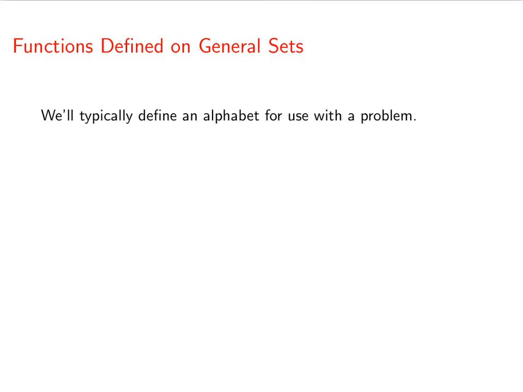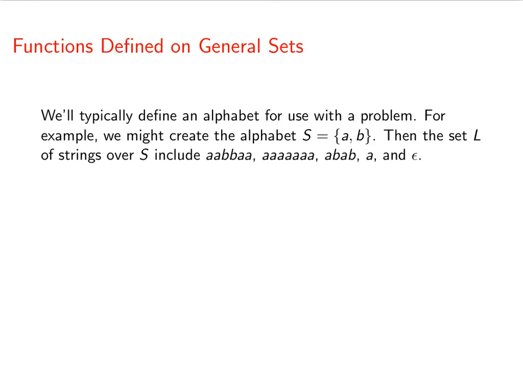Now we'll typically define an alphabet for use with a problem. For example, we might just take an abbreviated alphabet and just take two letters, A and B. And we'll actually do this more often than you might think. So the set L, the set of strings over S, includes things like AA, BB, a string with 7 A's in it, or AB, or just A. Epsilon is also a string. That's our empty string.